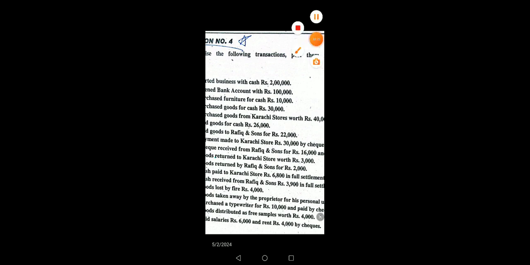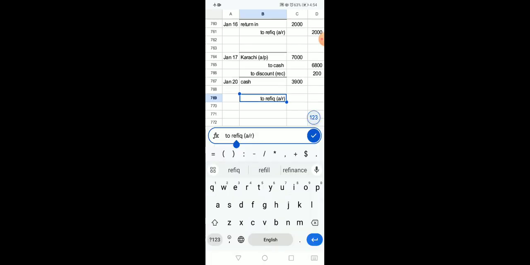And the next word is very important. You are receiving cash from Rafiq in full settlement. How much total amount was receivable? For that purpose, you will have to go where? You will have to see the history of Rafiq and check how much amount was receivable.